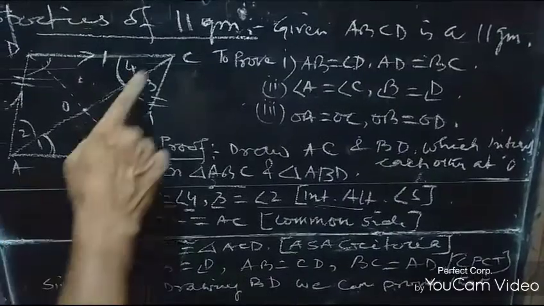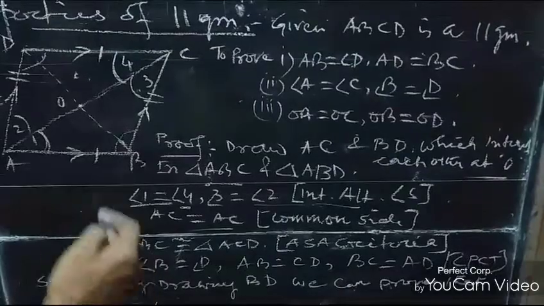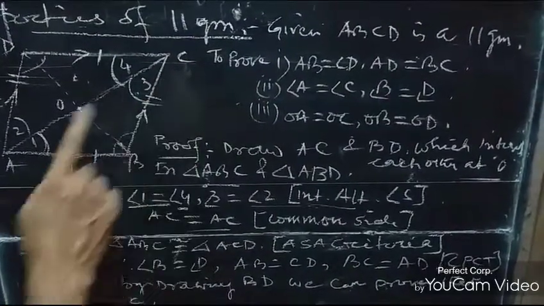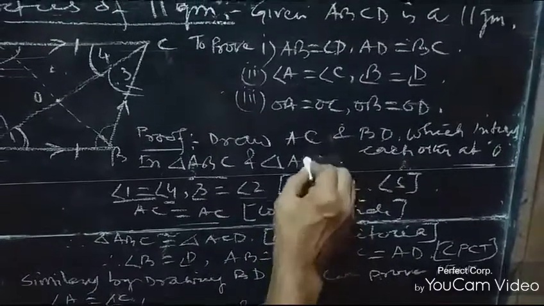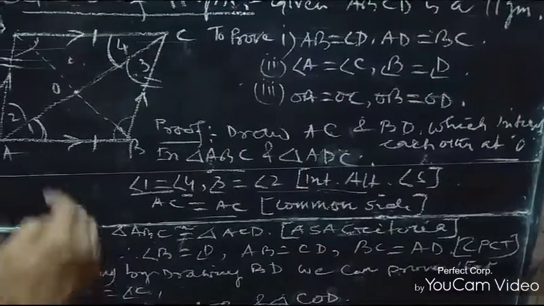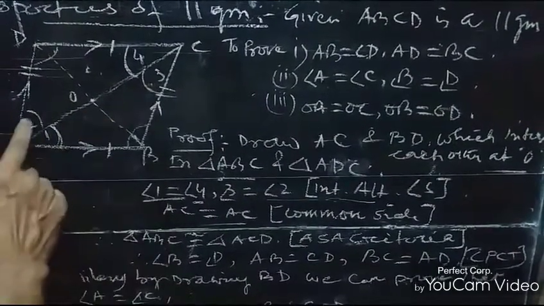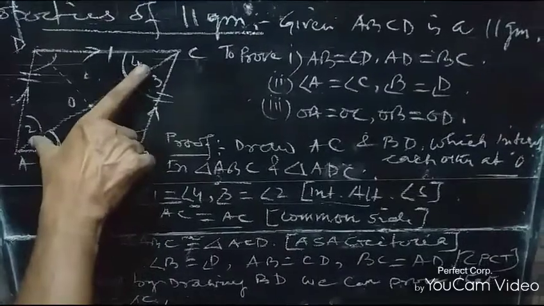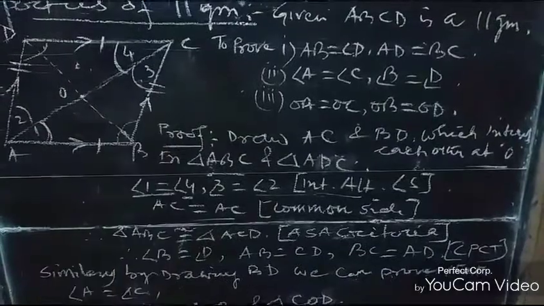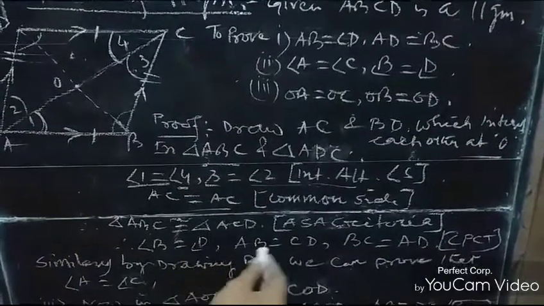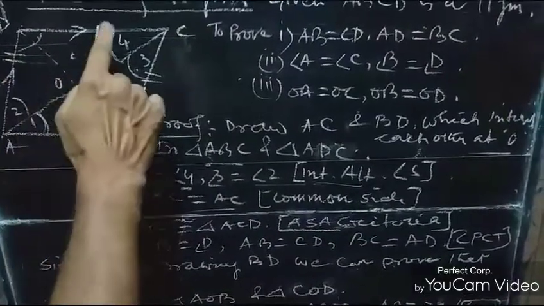Then AC is common to each other. So angle ABC and ADC, this 1 equal to this 4, this 2 equal to this 3. These are alternate angles. AC is common. Then we can tell that triangles ABC and ADC are congruent to each other, with the ASA criteria.